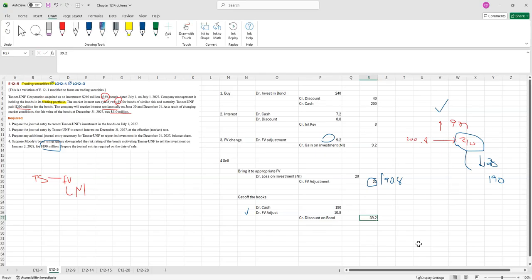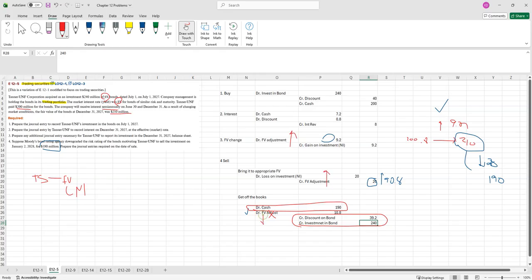Of 39.2, so we get that off the books, and then we'll credit investment in bond of 240. Okay, so 190, 10.8, 39.2, 240. What did we do? Right, we got rid of the bond. We have the cash. We get rid of the fair value adjustment. Account for the fair value adjustment, get rid of it. Record it. The income was recorded up here, right, already when we did it, not necessarily when we sold it.